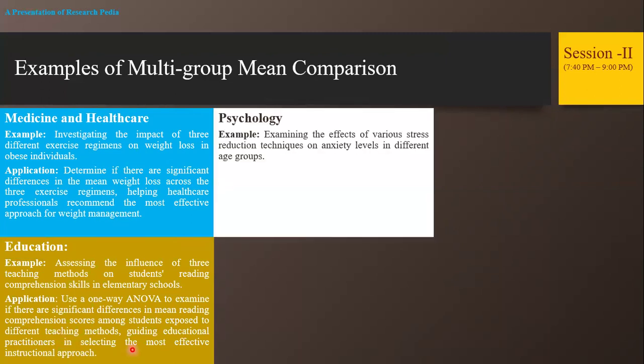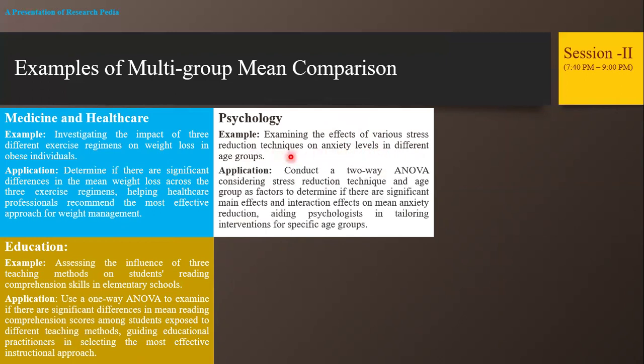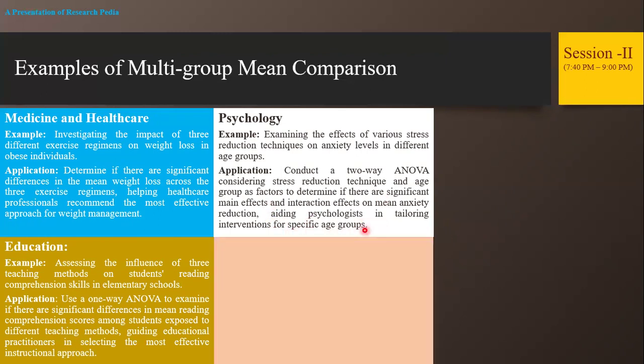In the psychology domain, you may be interested in examining the effect of various stress reduction techniques on anxiety level in different age groups. The application may be a two-way ANOVA considering stress reduction technique and age group as factors to determine if there are significant main effects and interaction effect on mean anxiety reduction, aiding psychologists in tailoring interventions for specific age groups.